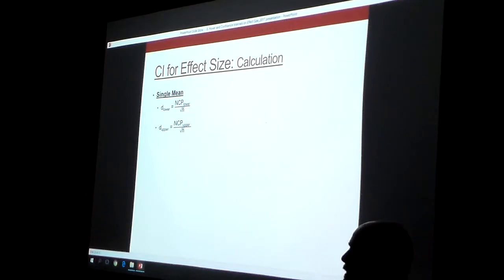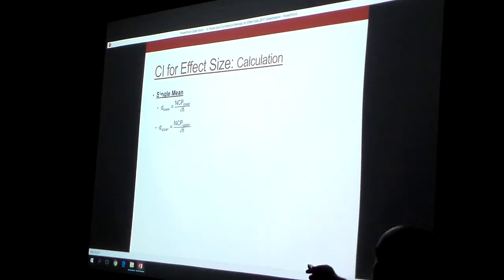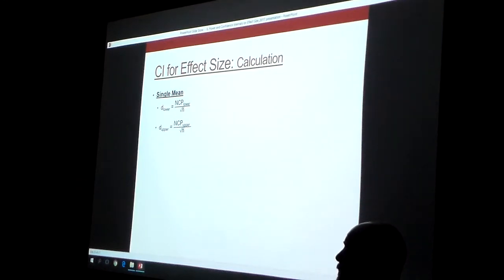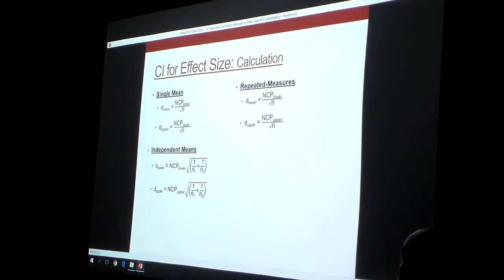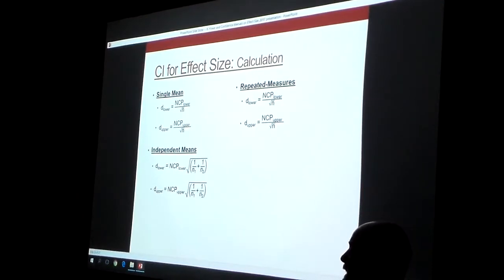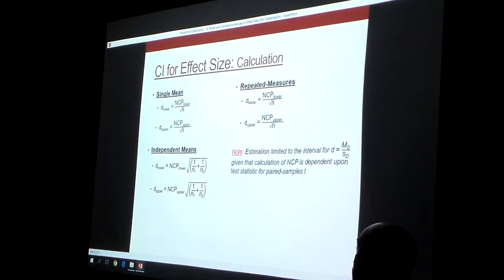Because your upper and lower limit of your non-centrality parameter is a direct linear function of your upper and lower limit of your effect size. So for a single sample test, our lower estimate for our effect size is our lower non-centrality parameter limit divided by the square root of our sample size. Our upper limit is the upper limit of our non-centrality parameter divided by the square root of our sample size. Independent means, same type of procedure. Repeated measures, same thing, because all our repeated measures is, is a single sample t-test around the mean of change scores, okay?